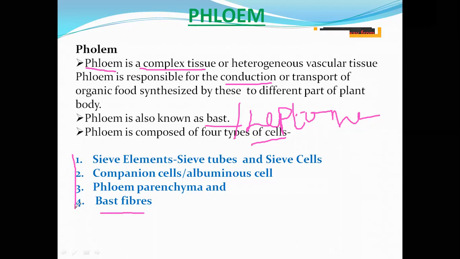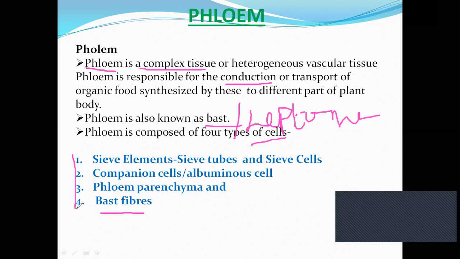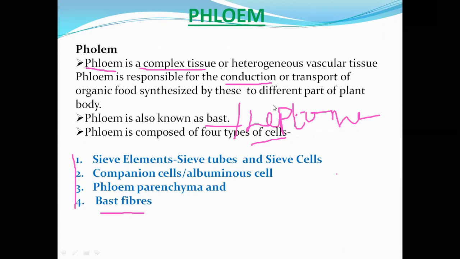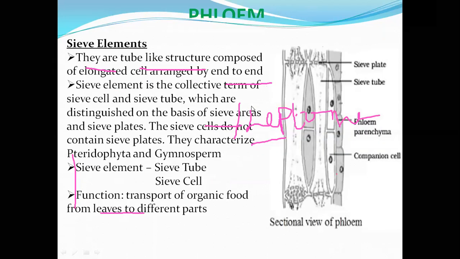So what are these? Those four are sieve elements, which include sieve tubes and sieve cells, companion cells or albuminous cells, phloem parenchyma, and phloem fibers. These are the different elements of phloem. Generally, these originate from the procambium or vascular cambium. So we will go one by one. First one is phloem elements or sieve elements.